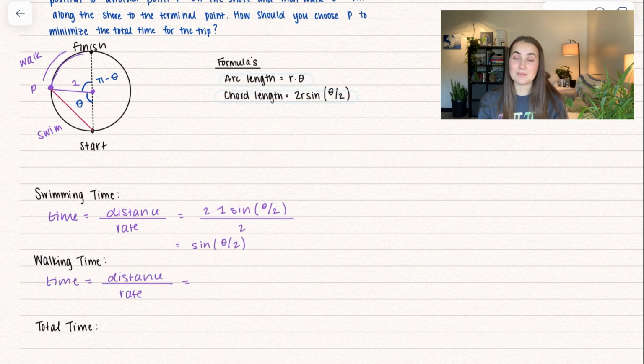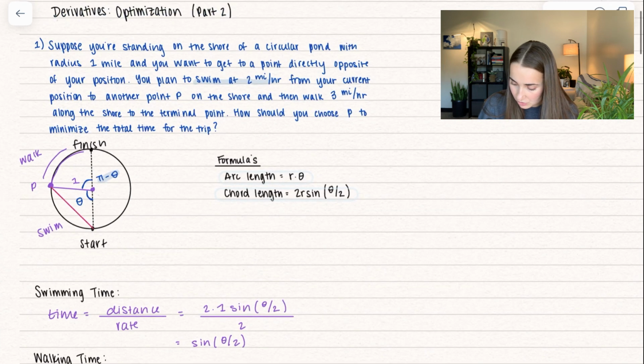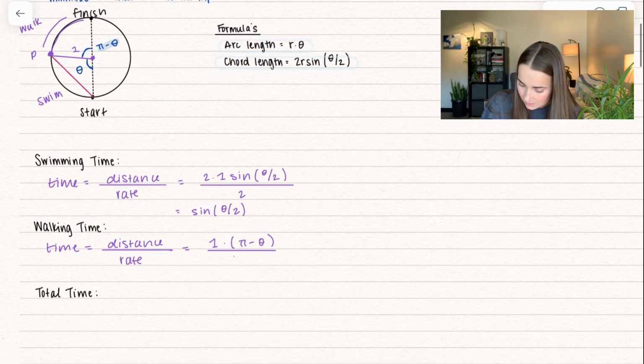We're going to do a similar thing for walking time. We're going to take the distance, and this is going to be arc length. So we're going to take the radius of 1 times our angle. And like we said, our angle for walking is going to be pi minus theta. And now let's divide it by the rate at which she walks. If we look back at our problem, she walks at a rate of 3 miles per hour, so we're going to divide this by 3. We can simplify this. This is equal to pi over 3 minus theta over 3.